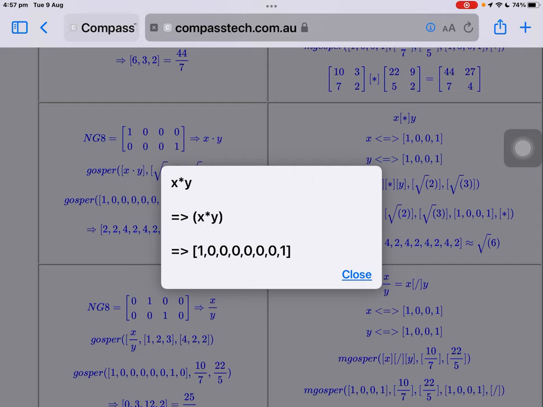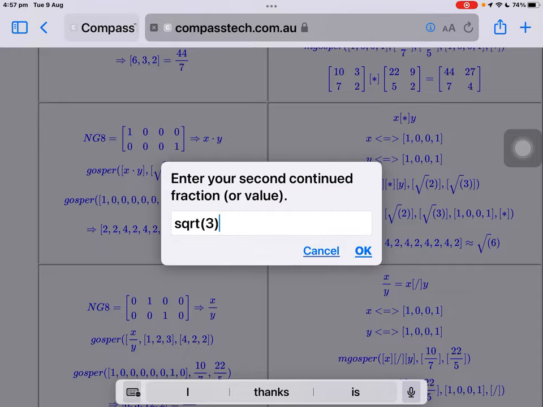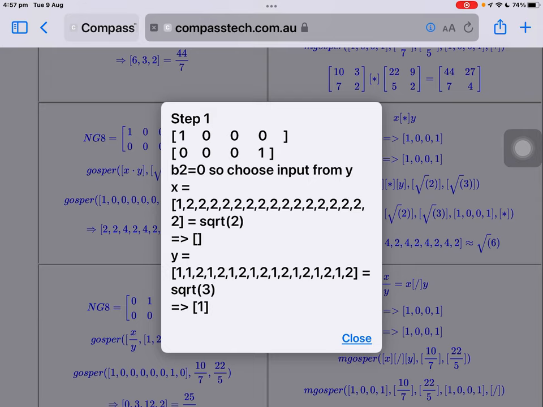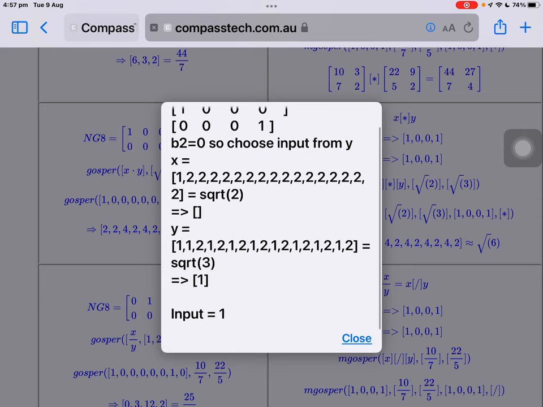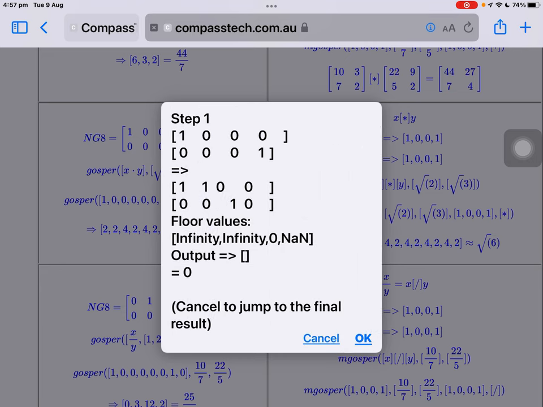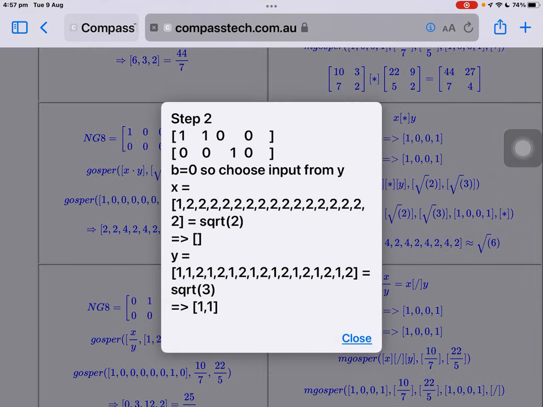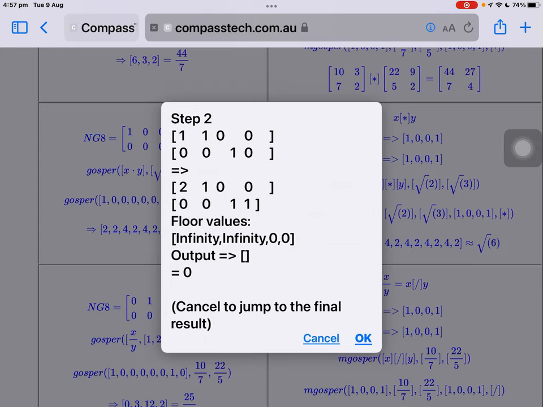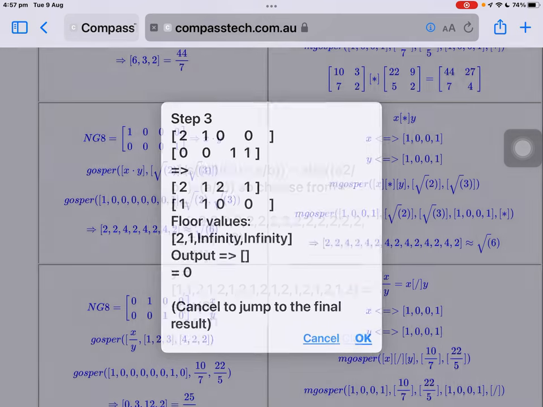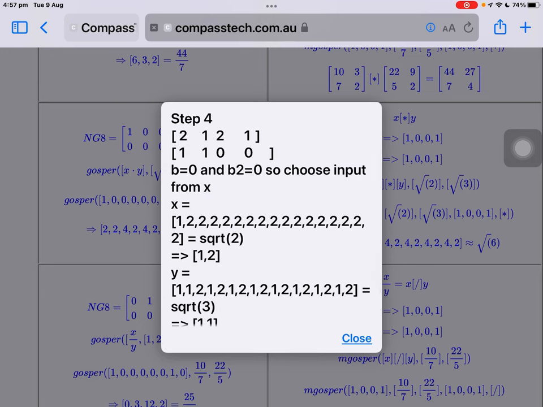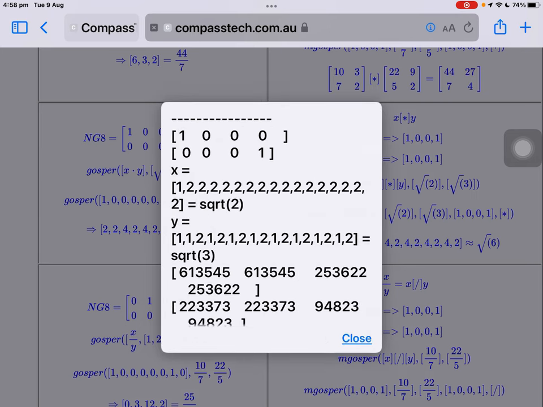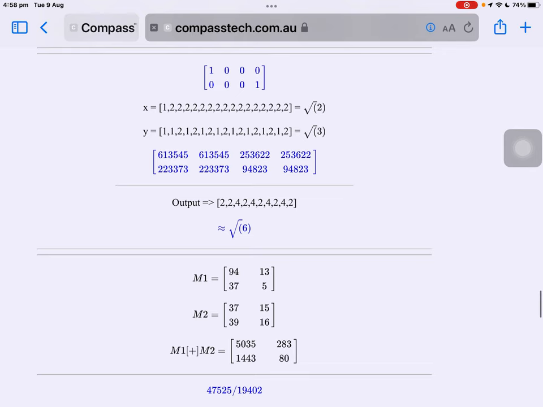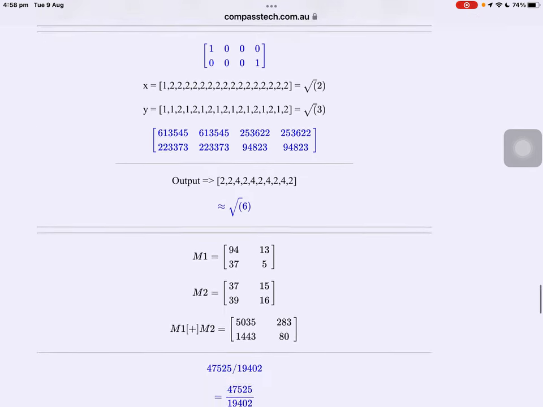Now, this is x times y, so we know in advance that the matrix is going to be 1, 0, 0, 0, and a 1 on the end. Put in our root 2, put in our root 3. Step 1, I have to choose a term from y. And the first term of y is a 1, and as to be expected, we keep going, choose a term from x, the first term is a 1, and so on. We're just going to jump through. Remember, although these are infinite continued fractions, I've only limited it to 16 terms, so it would go through all of those and get closer and closer. We'll just jump to the end. And what we get is a very, very good approximation for the square root of 6.